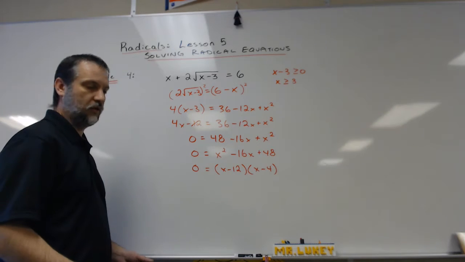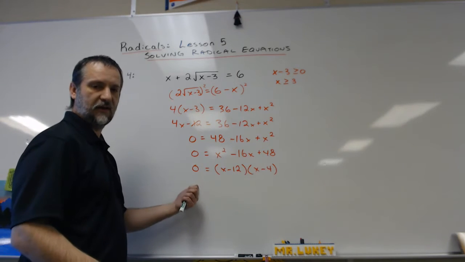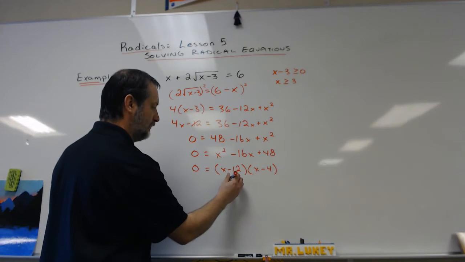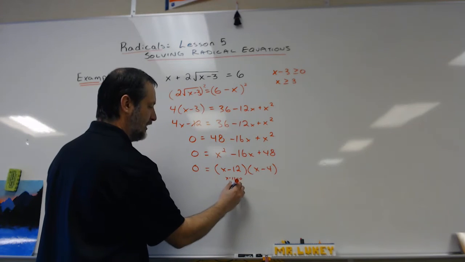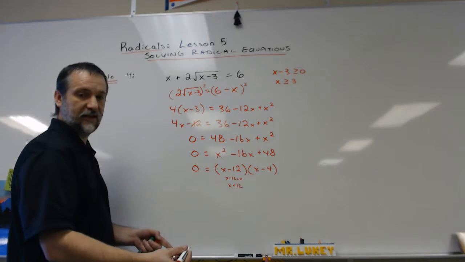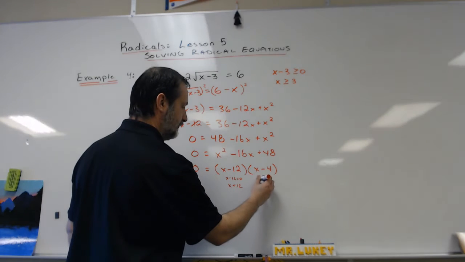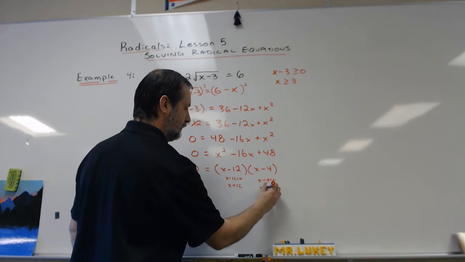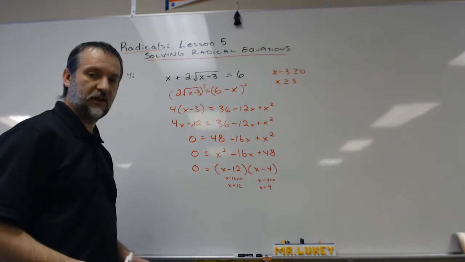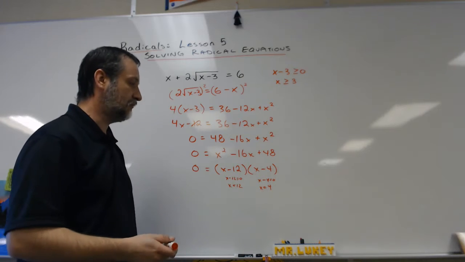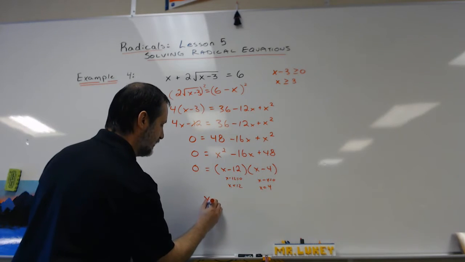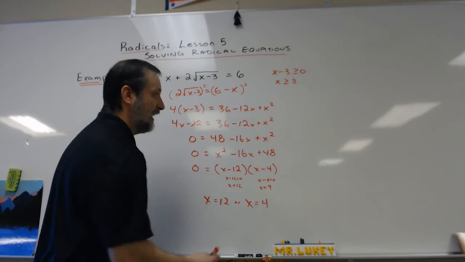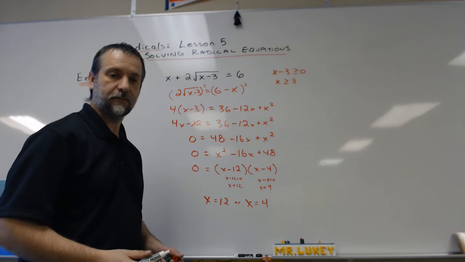So my two solutions are going to be when these make this equation equal 0. So when x minus 12 is equal to 0, that means x equals 12 is a possible answer. So when x minus 4 is equal to 0, this is true. So that means x equals 4 is a possible answer. So x can equal 12 or x can equal 4. I have two possible answers.